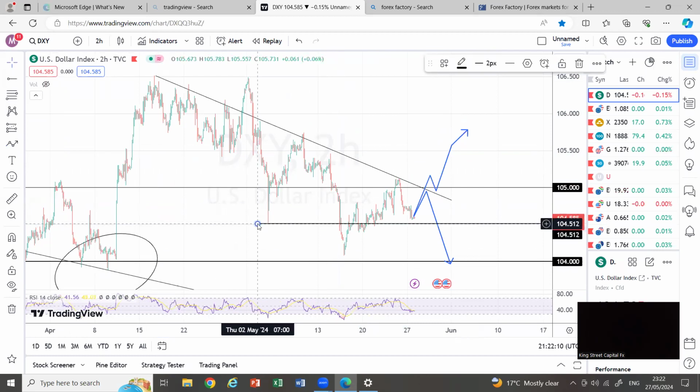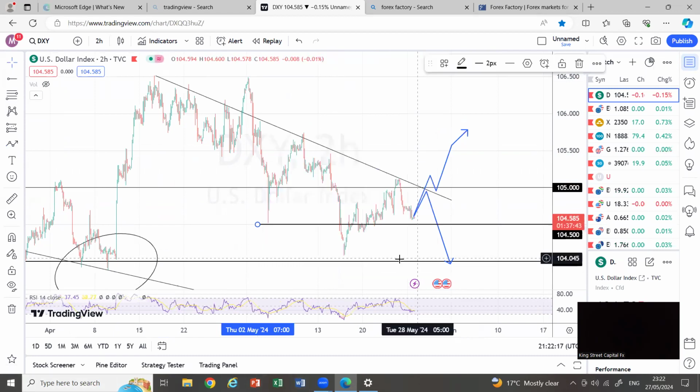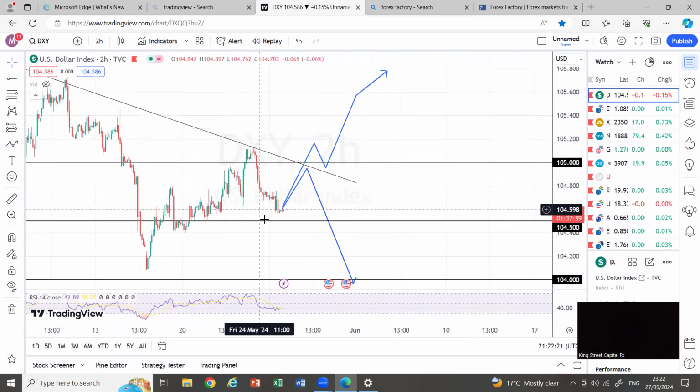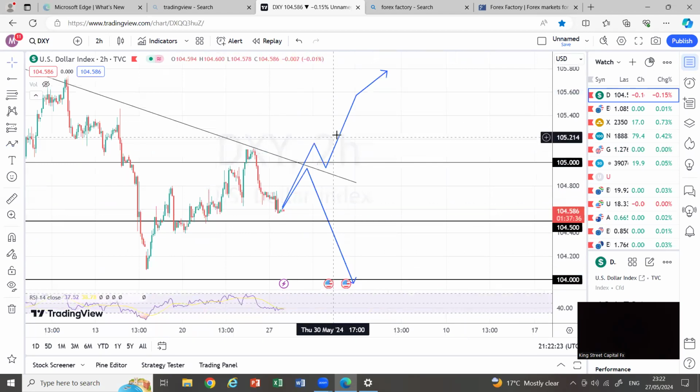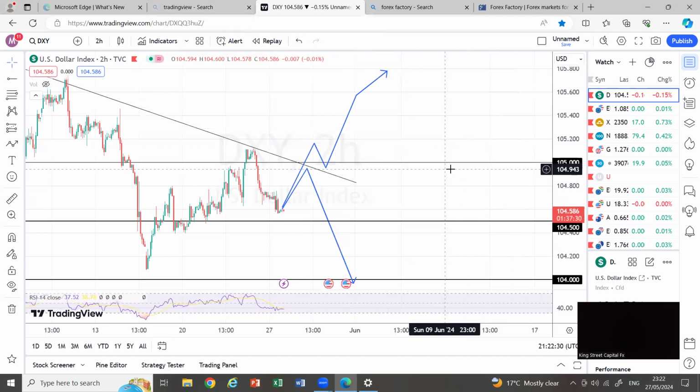Just 104,500. So let's see what price gives us towards tomorrow. There is USD news coming up tomorrow, and we would keep an eye out for that.